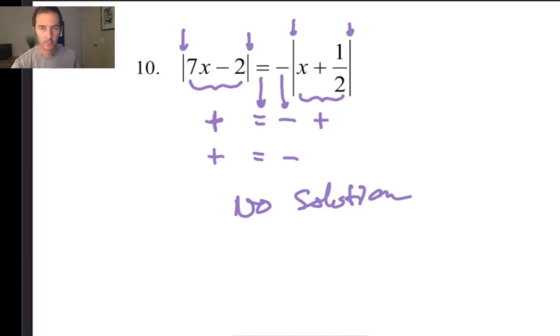No solution. It's the same as when we were taking the absolute value of whatever it was, and it was equal to like -3 or something. You can't take the absolute value of whatever it was and get a negative number. It just doesn't work that way. Same thing applies here in number 10.